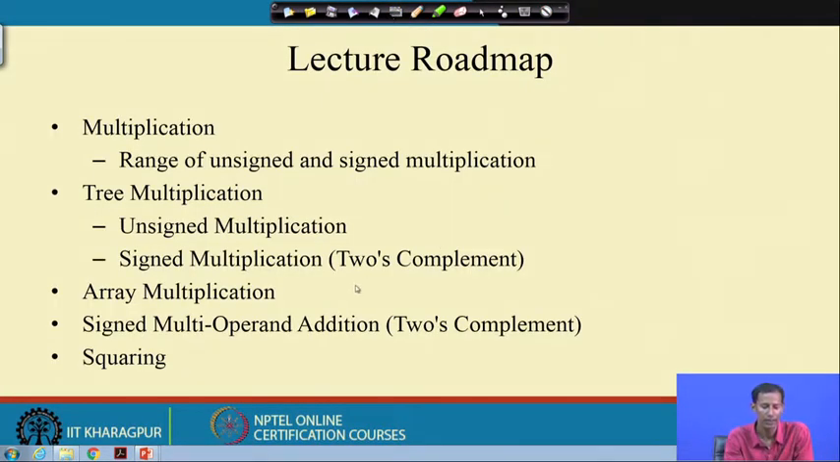In this lecture we will follow multiplication, then tree multiplication, then array multiplication, then multi-operand addition, then 2's complement multiplication, and then squaring also. Squaring is also nothing but one multiplication operation. And whenever we are considering all the multiplication operations, this is for fixed point numbers, that means no floating point numbers we are considering.